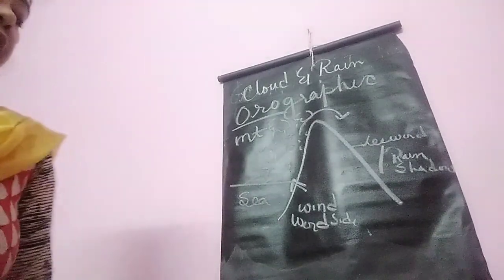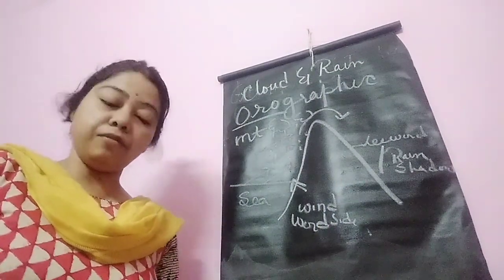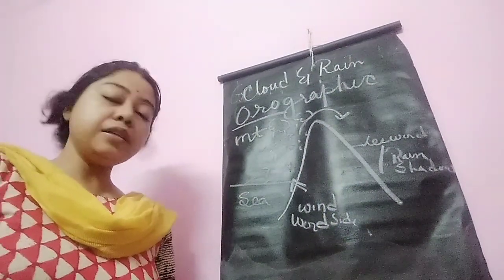Okay. So in India, maximum rainfall occurs from the orographic type of rainfall. In the next video, I will continue this part.